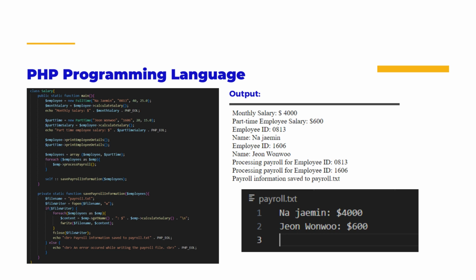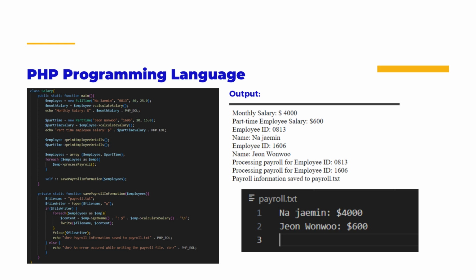Inside, the print employee details method is called for each employee to display their ID and the name. The process payroll method is called for each employee to simulate the processing of the payroll, and the save payroll information method is called to save the payroll information to a file named payroll.txt. The method opens a file with fopen, iterates over the employees and writes their names and salaries using fwrite. Finally, the file is closed using fclose.